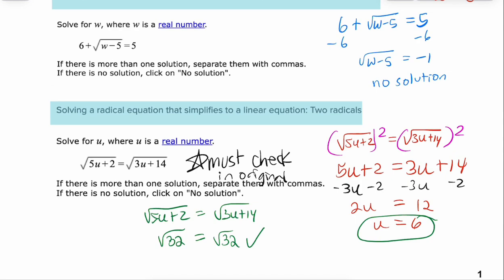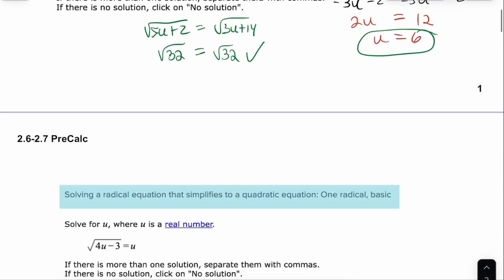So just be careful. Anytime you have a square root, it's a good idea to check the answer in the original. Does it work? And remember, a square root will never equal a negative. So if you get to the point where you get a problem like this, you would have to throw that solution out. Okay? Is everybody good with those ones? Okay, so those are your radical ones.